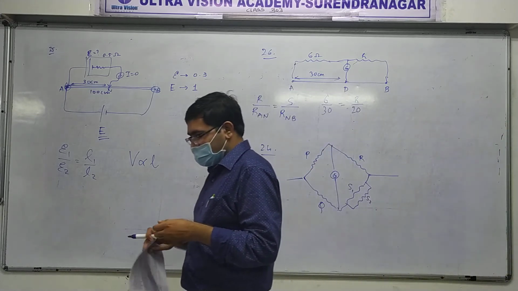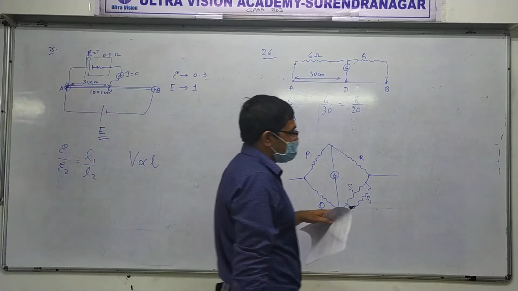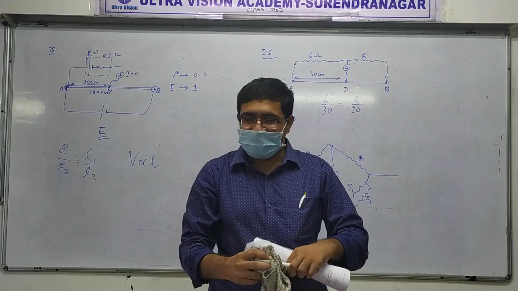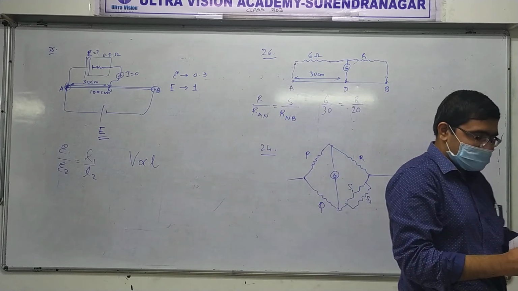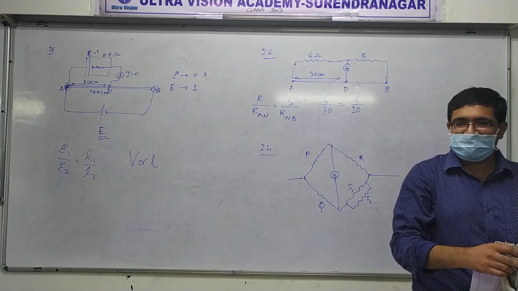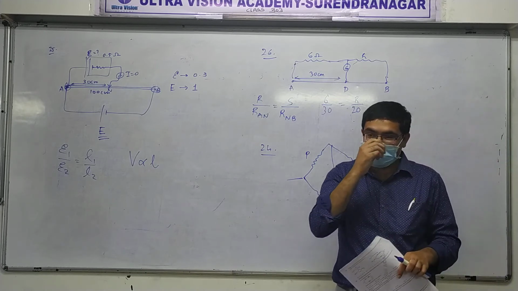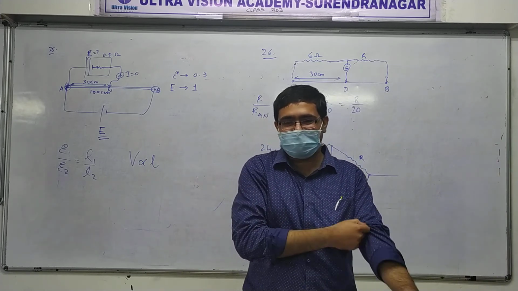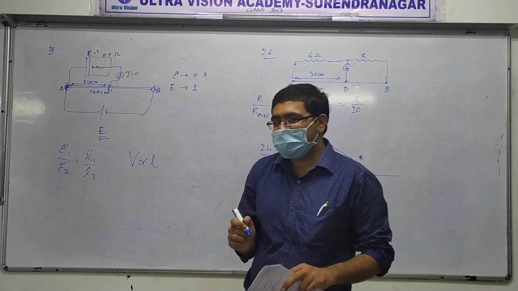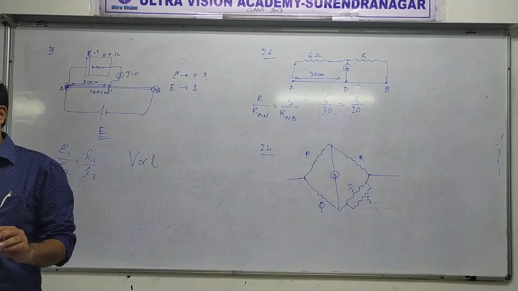Why is it x by 2? R is equal to rho L by A, and R is proportional to 1 over A. So R is inversely proportional to area. Area is 4 times, so what is it? Area 4 times when the diameter is double. Yes, 4 times. So then x by 4... x by 2.